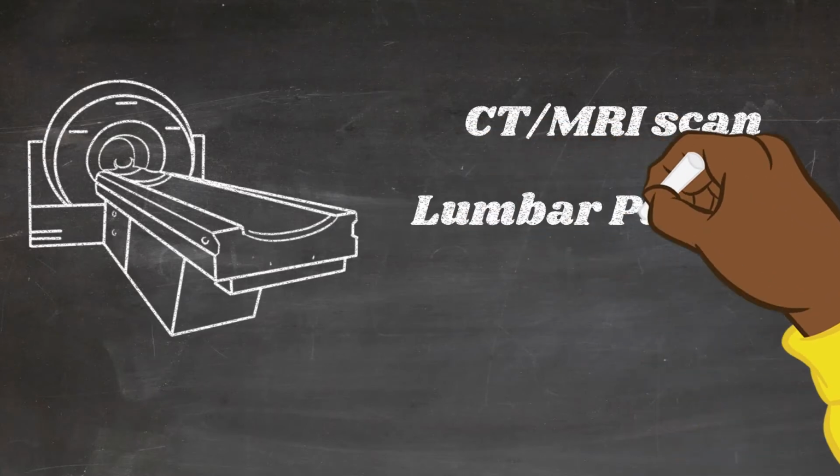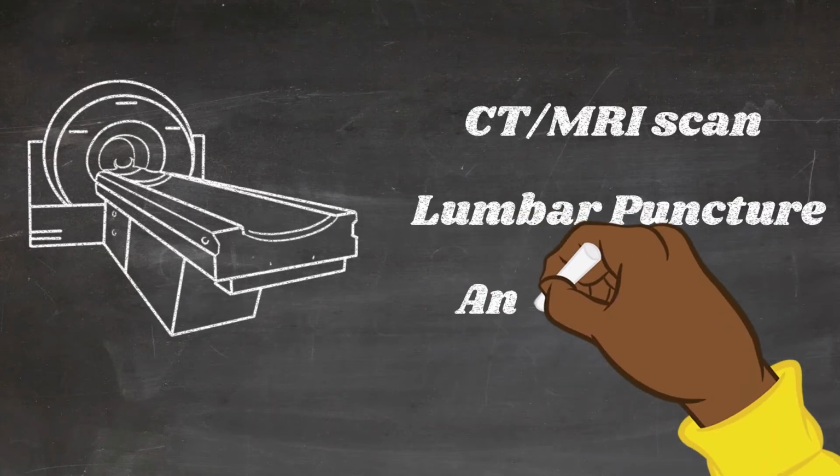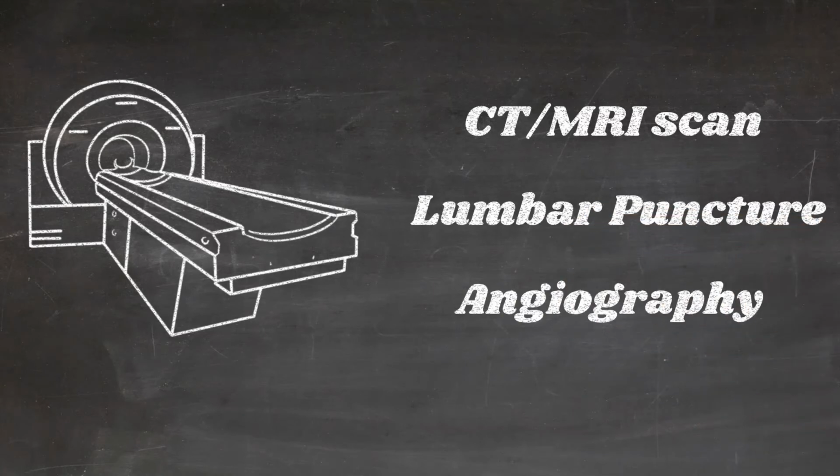Lumbar puncture can also be used to identify the presence of blood in the cerebral spinal fluid, which can indicate a bleed within the central nervous system. It also helps to differentiate between subarachnoid hemorrhage and meningitis. Angiography should also be adopted prior to intervention. This is to plan the best course of management for the patient.